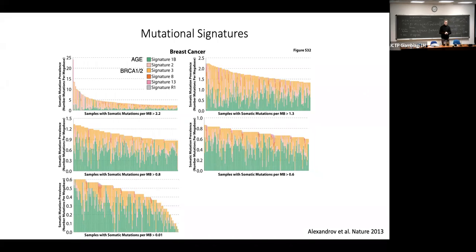Yes, I have a question. Do we have these signatures and use this matrix factorization to find out the strengths of the signature, or do we do this matrix factorization and interpret the rows as the signature?